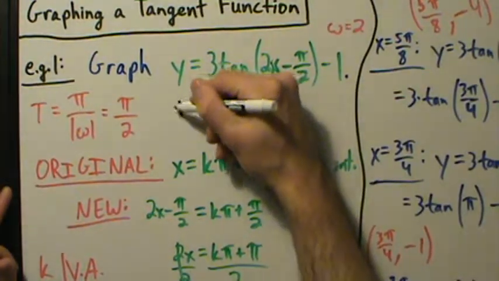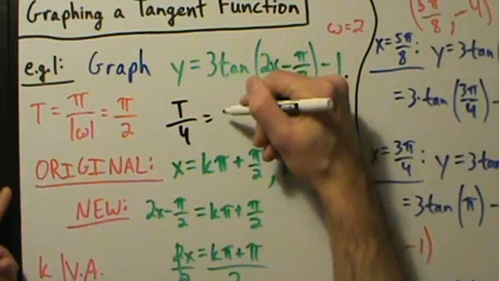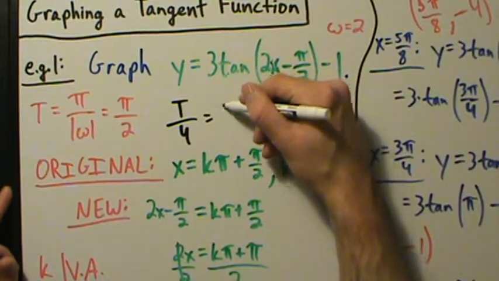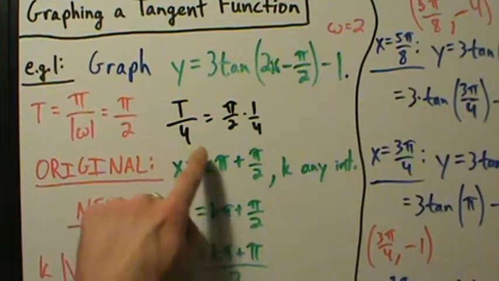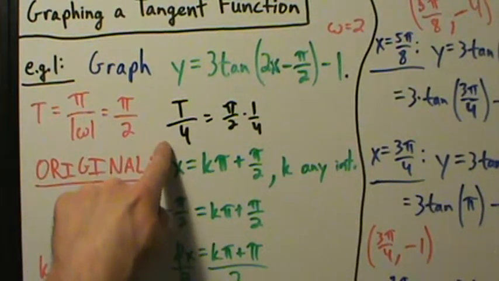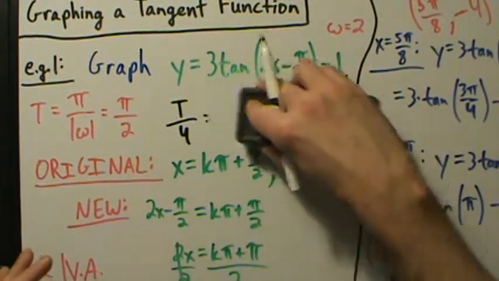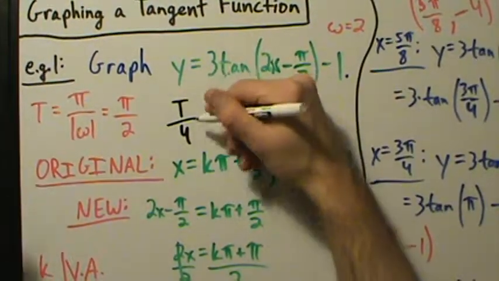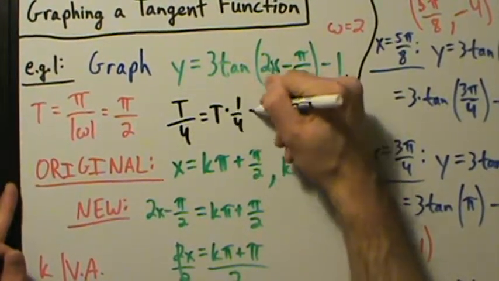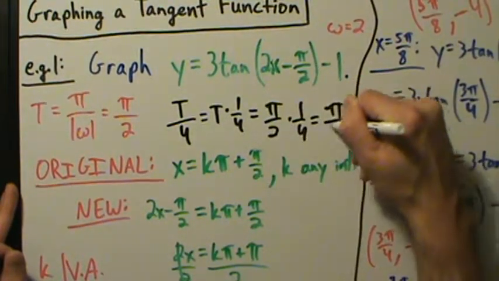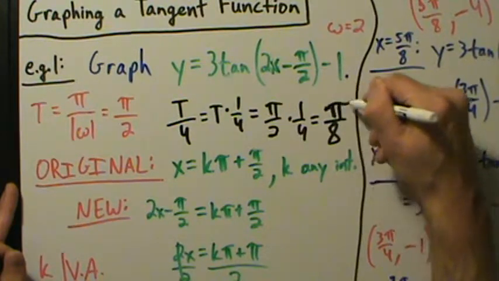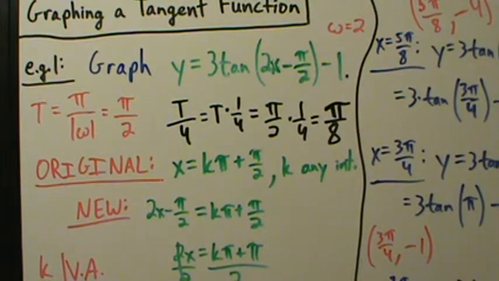T divided by 4 is the same thing as multiplying by 1/4. Remember, dividing by 4 is like multiplying by 1/4, and we know that T is pi over 2. So that's T times 1/4, and T we already know is pi over 2. So pi over 2 times 1/4 is pi over 8. So pi over 8 is going to be our x-axis scale. Now, do we absolutely have to use that scale? No, we don't really have to, but it is going to make things a little easier for us if we use that scale.